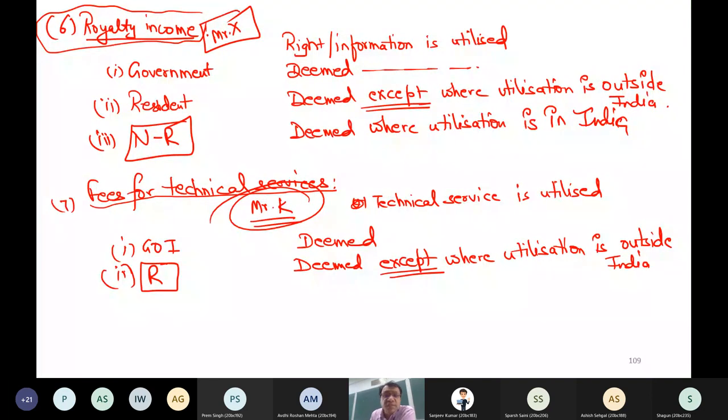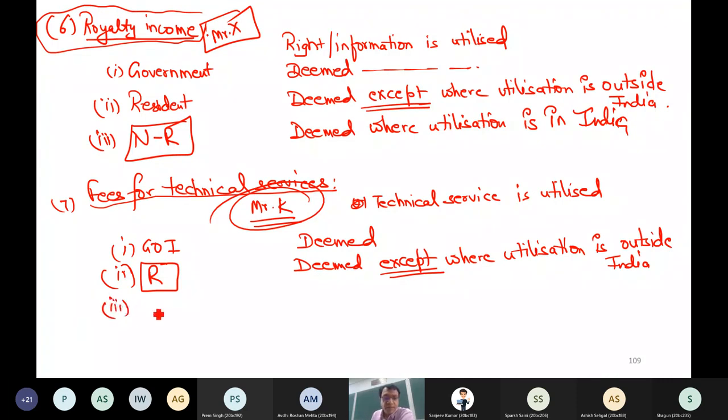So one question must be coming in your mind that if it is not treated as deemed to accrue or arise, then what? That I am not discussing right now. I will tell you later on that after this what will happen. Till now, my purpose or the discussion is only to tell you the cases where incomes are deemed to accrue or arise in India. That's it. What will happen after this if these are not treated as deemed to accrue or arise? That is a separate question altogether.